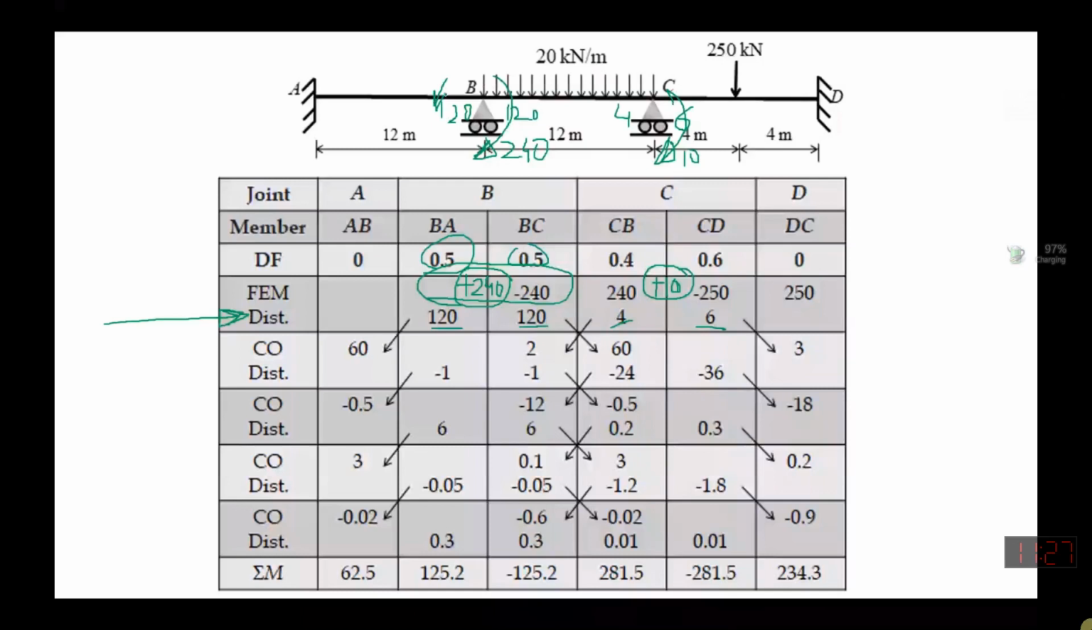Yes, sir. Is it clear? Yes, sir. Is it clear?